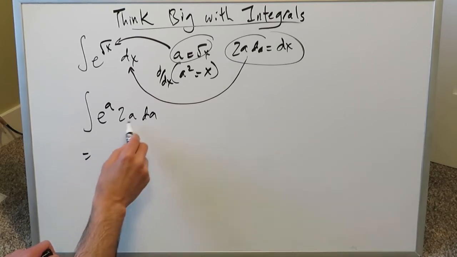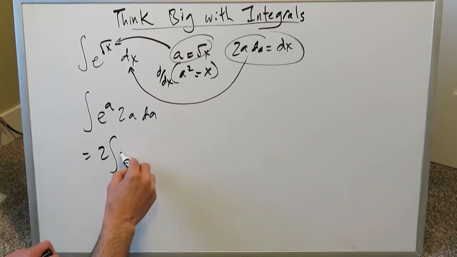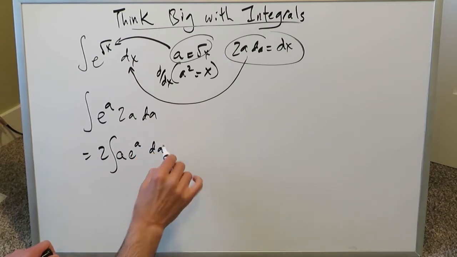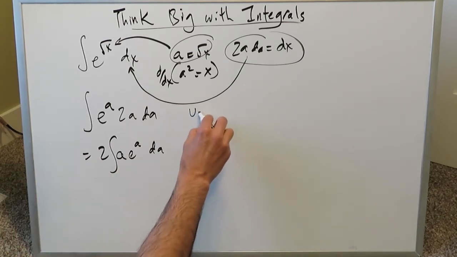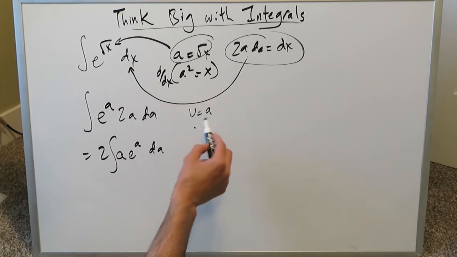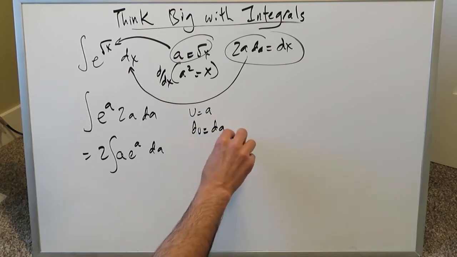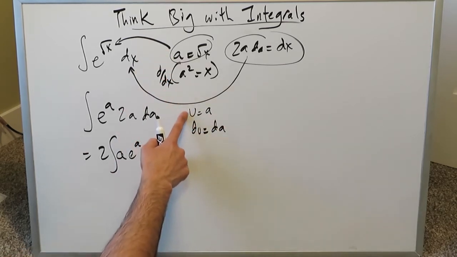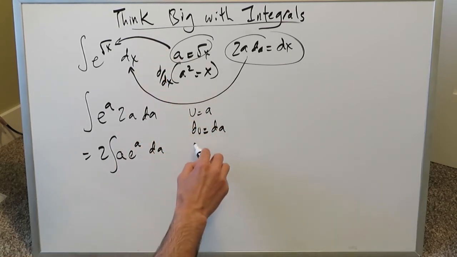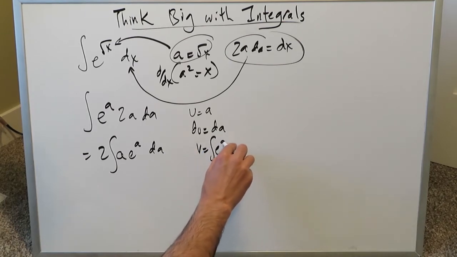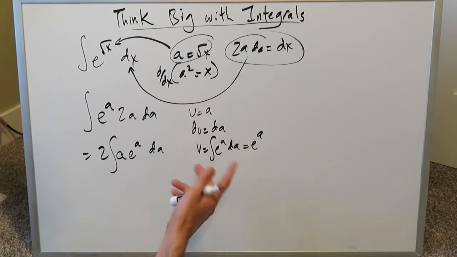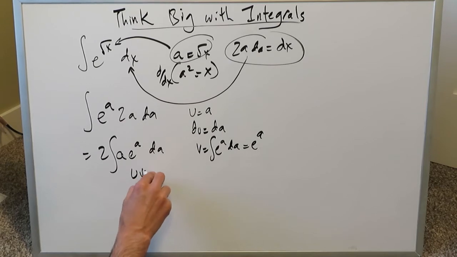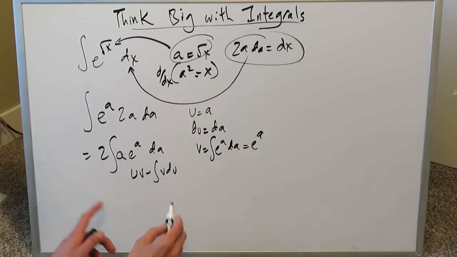We can reword this, 2 coming out as a coefficient, we have a e to the a da. Now we have a product of two dissimilar functions in our integrand for which integrating by parts technique can come into play. u is equal to a, so du is equal to da. That's why I was using a over here, because I would be using the u letter in the integrating by parts technique. And then v is the integral of what remains, which is e to the a da, which must be still e to the a because the integrand e to the a leads to the antiderivative e to the a. You have uv minus integral v du.